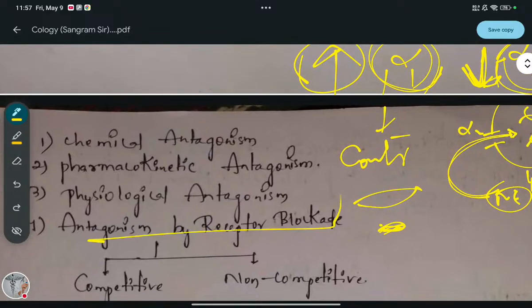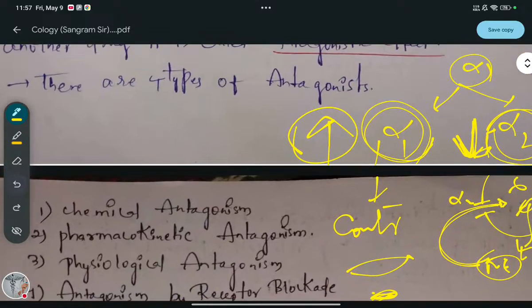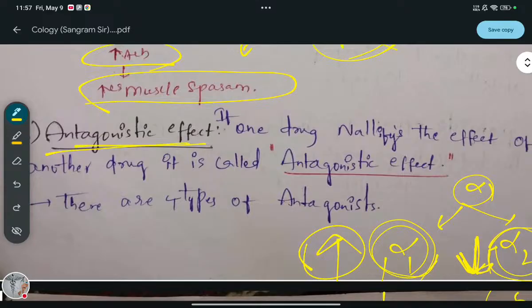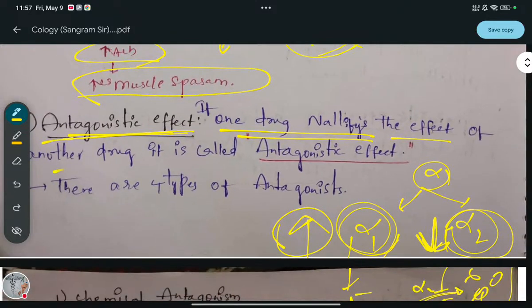Next is antagonism due to receptor blockage. Okay, so first we complete that. So this is called antagonistic effect. In an antagonistic effect, one drug nullifies the effect of the other drug. Nullifies means it will cancel the action. So one drug will nullify the effect of the other drug. So this nullify is important.